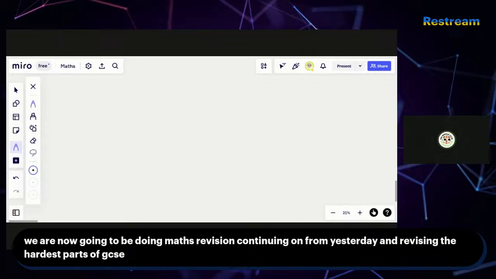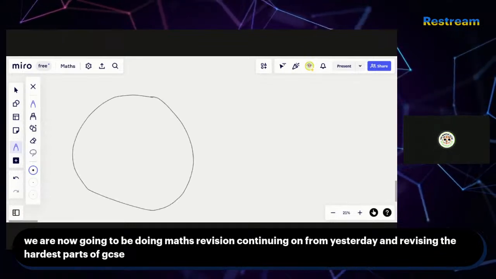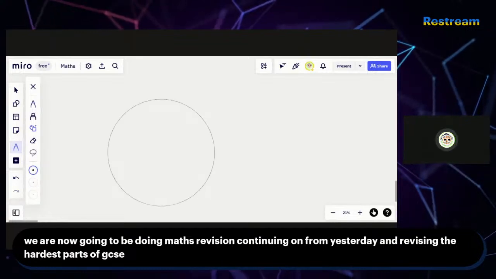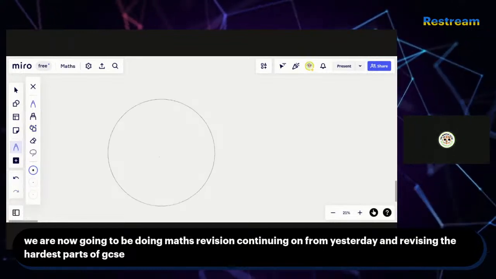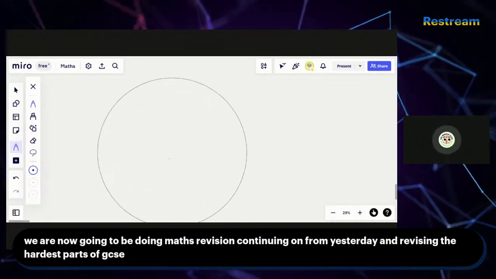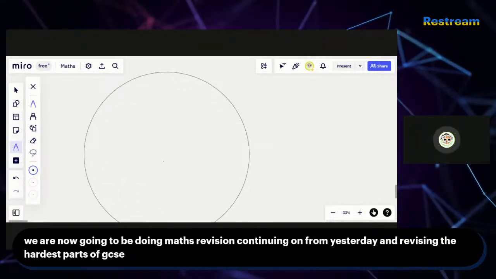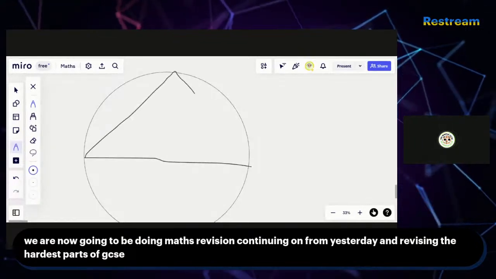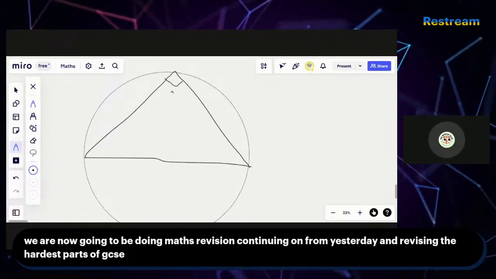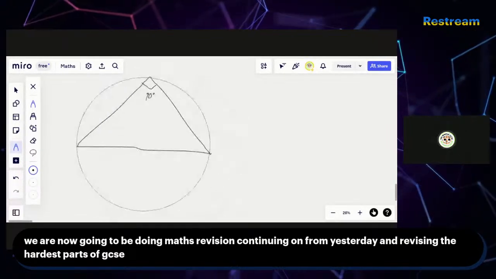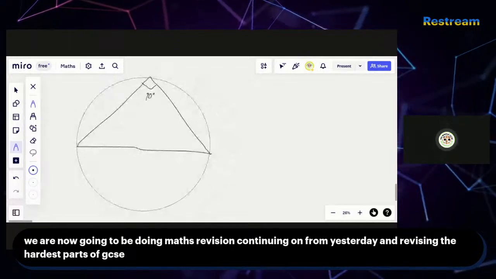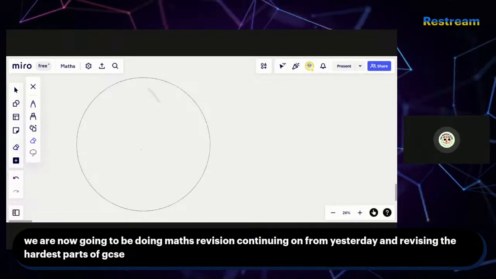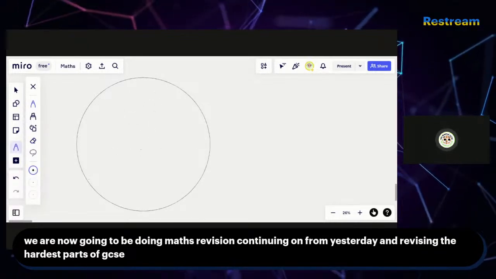So the first one is that angles in a... Let me do that again. Okay, so the first proof is that the angle in a semicircle is 90 degrees. So what we're saying here is that this angle is 90 degrees. Now, how to prove this? Well, we're going to prove this by using another proof, which we will now talk about.